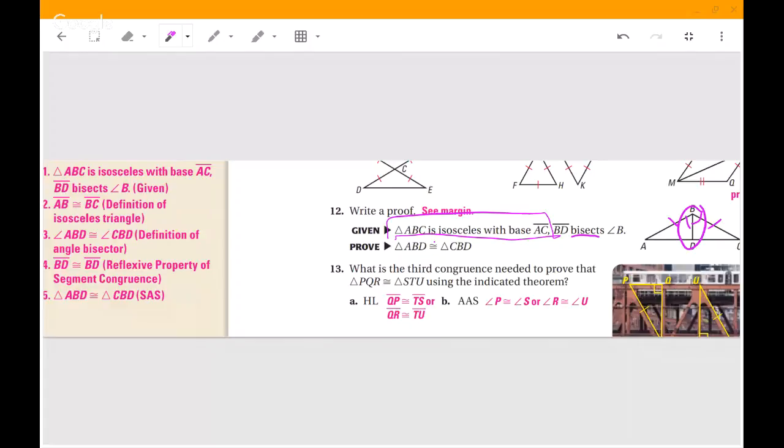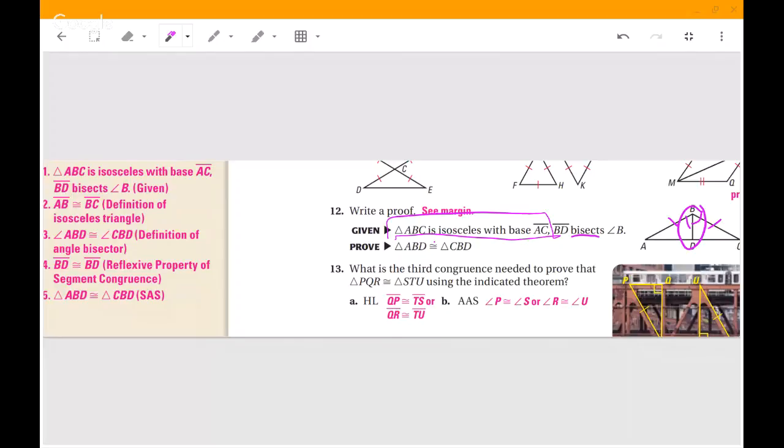Yeah, we would be able to say that BD is congruent to BD because of what property? Nope. When something is itself, what's that reason? Something is equal to itself. Yeah, that's the reflexive property. So you'll say BD is congruent to BD because of the reflexive property.